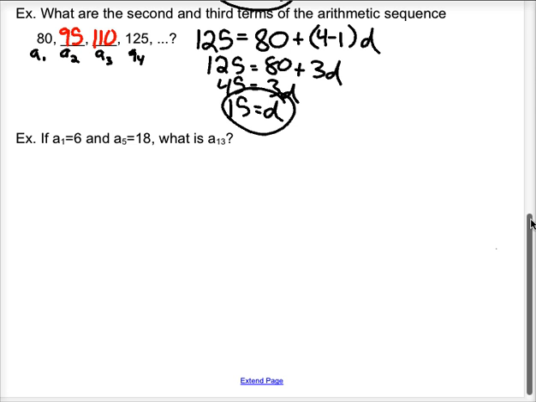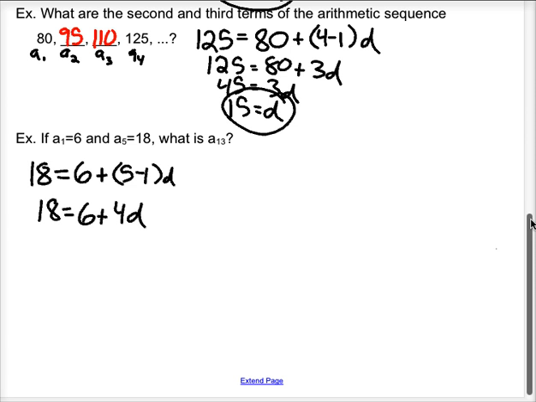So A5 is 18. We're going to set up our explicit formula: equals A1, which is 6, plus n minus 1. Well, this time we're dealing with 5, so 5 minus 1 times d. So we're going to use this to find that common difference. So 18 is equal to 6 plus 5 minus 1, which is 4, so 4d. And again, linear equation.